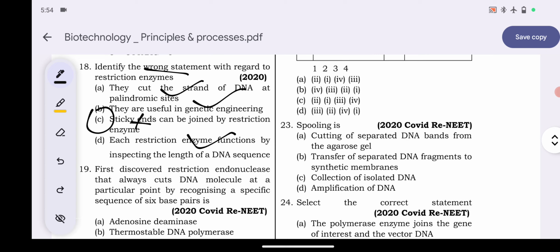Explanation: sticky ends are joined by DNA ligase enzyme, not by restriction enzymes. DNA ligase seals the ends, but restriction enzymes cut the DNA at the restriction sites. Both are used to insert genes and other pieces of DNA into plasmids during DNA cloning. So C is the wrong statement, and C is your answer.